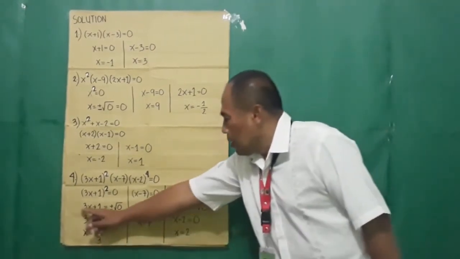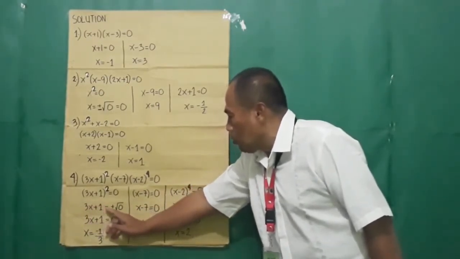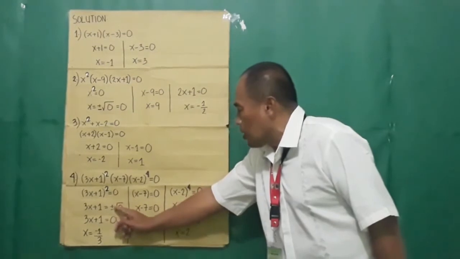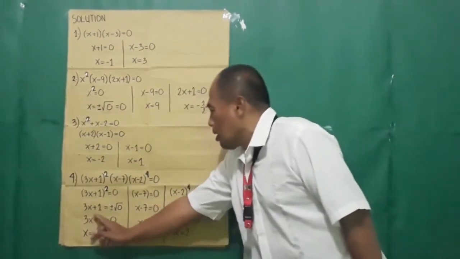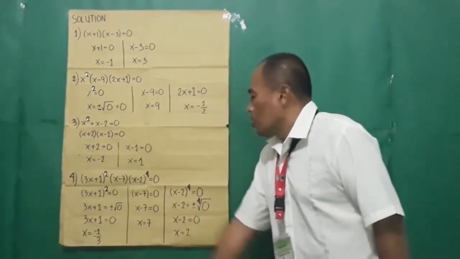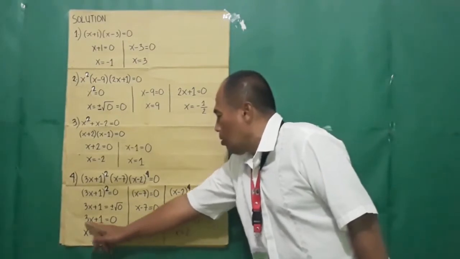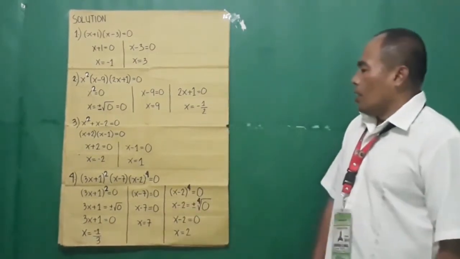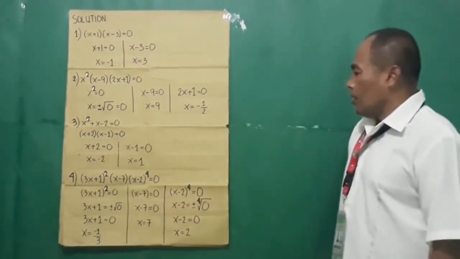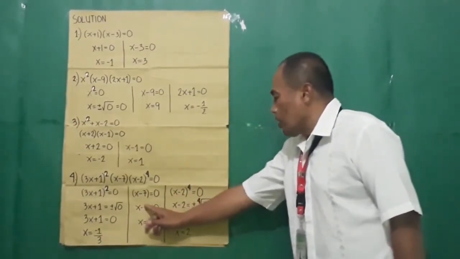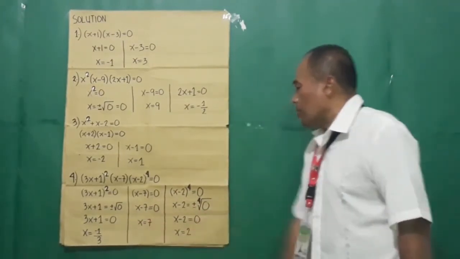The next step, 3x + 1 = take the square root of 0, that is plus or minus the square root of 0. So 3x + 1 = 0. So solve for x. x = negative 1 over 3. The next, x - 7 = 0. x = positive 7.